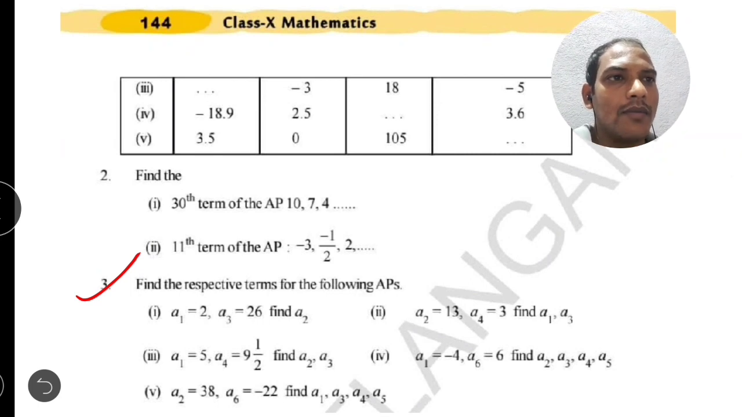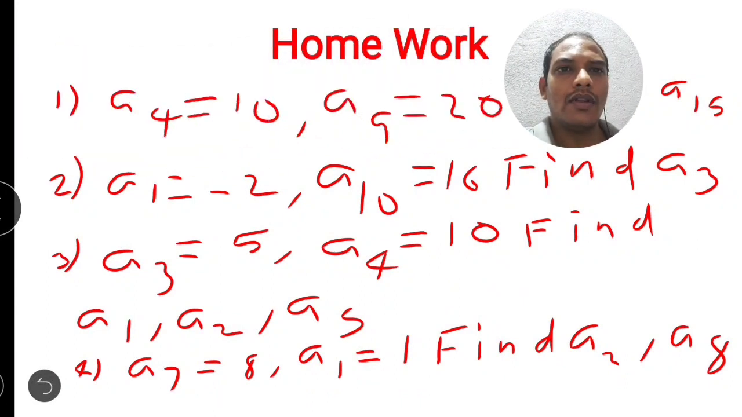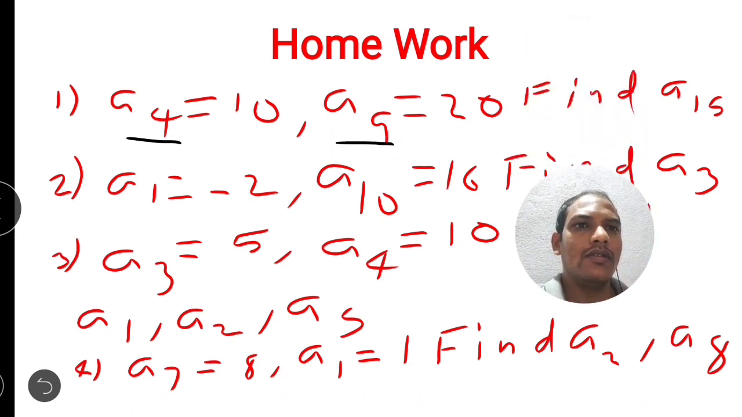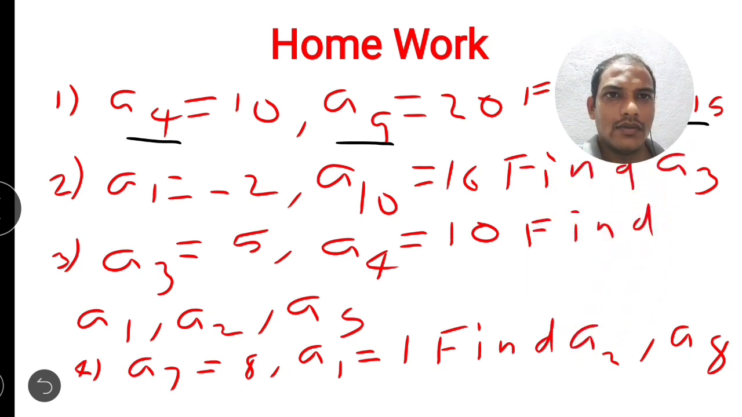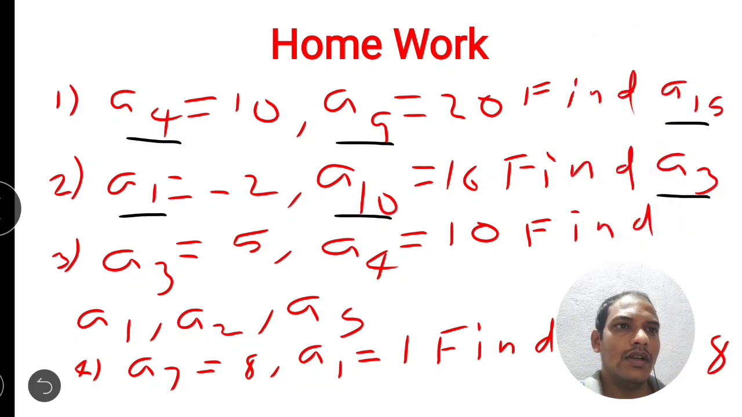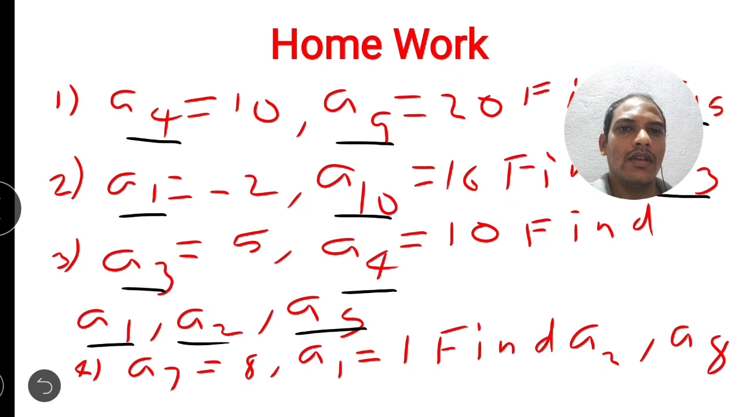Now I will give some homework problems. The first question: A4 equals 10, A9 equals 20, find A15. Second question: A1 equals minus 2, A10 equals 16, find A3. Third question: A3 equals 5, A4 equals 10, find A1, A2 and A5. Next, the last question: A7 equals 8, A1 equals 1, find A2 and A8.